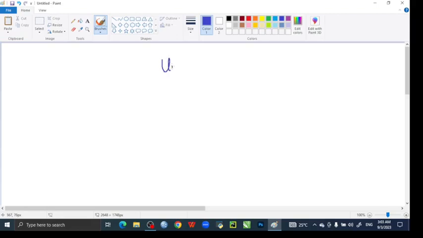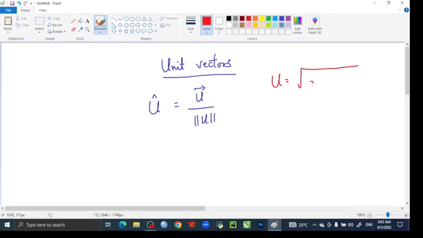When we talk about unit vectors, the unit vector is given as u cap equals the vector u over the magnitude of u. But first, I would like to explain what the magnitude of u is. The magnitude of u is equal to the square root of x squared plus y squared.